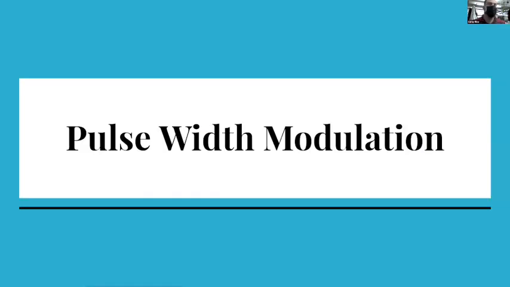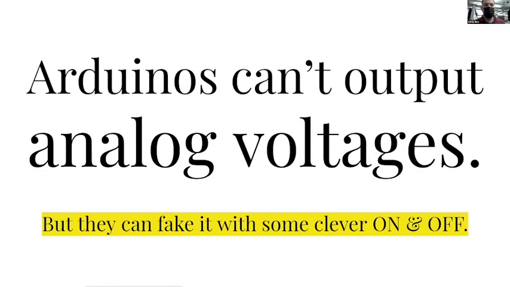But pulse width modulation. This is a core piece that we're going to need to look at. And the main idea here is that Arduinos can't output analog voltages. So it turns out that it's really useful to be able to vary the voltage that you give to these outputs, but Arduinos just can't do it. They give you one of two states.